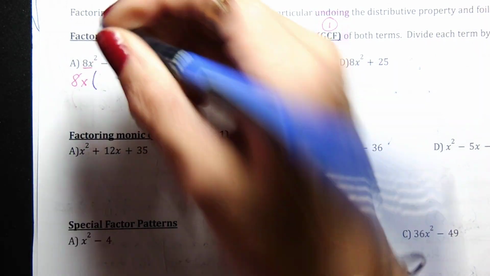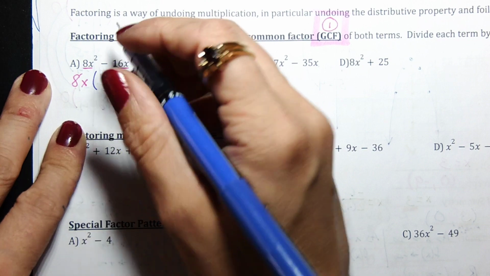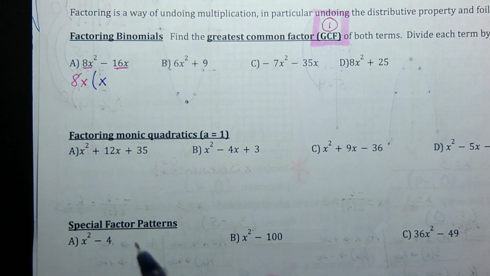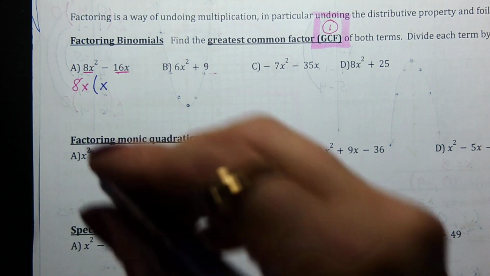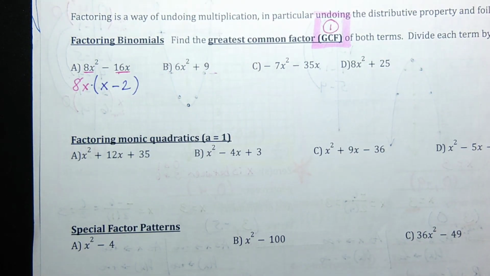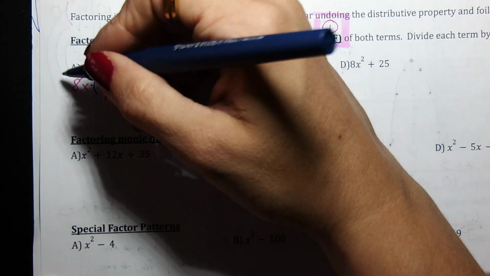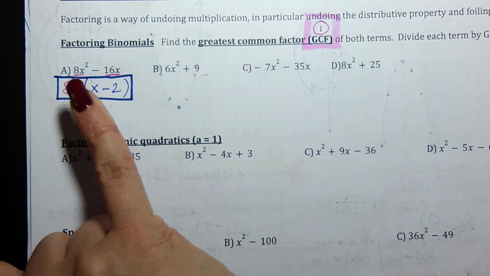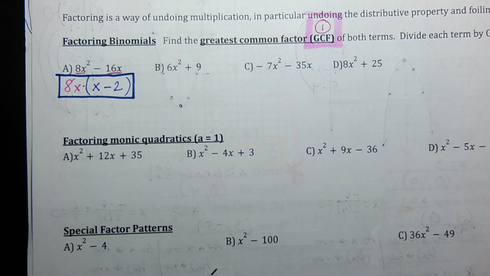And when I take 8x out, I am taking it out by division. So what happens when I take 8x from 8x squared? We're left with x. What happens when I divide an 8x out of negative 16x? A minus 2. That right there is factored form. And if you're like, wait, what? Factors, because it's something times something else. That's as far as I can factor that one.